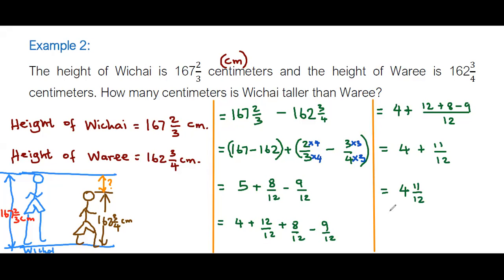So it means that which I is 4 and 11 out of 12 centimeters taller than Worry. You understand that? Okay. Do you hear me? Do you understand? Okay. So let's look at another question.